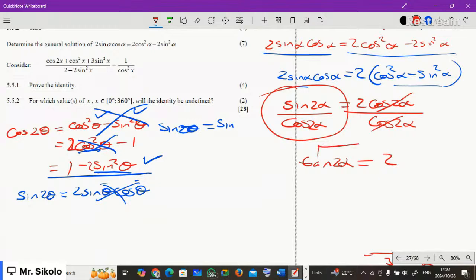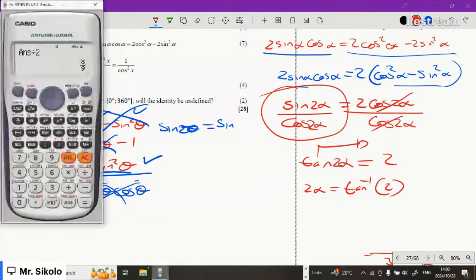We look for a reference angle which gives 2 alpha. A reference angle of 2 will be what? It will be arctan 2. You go and press your calculator, shift tan 2, close your bracket and give us your answer. Round off to 2 decimal places, 63.43.